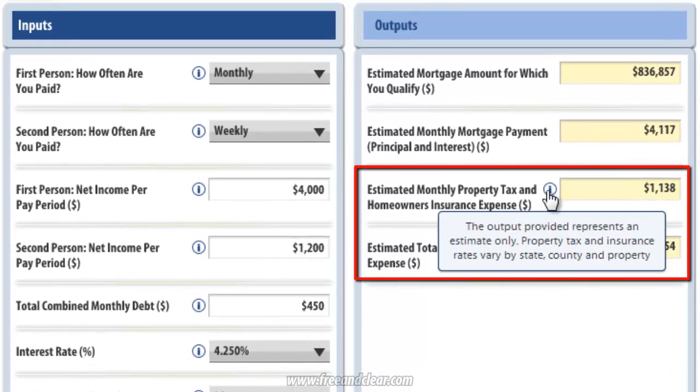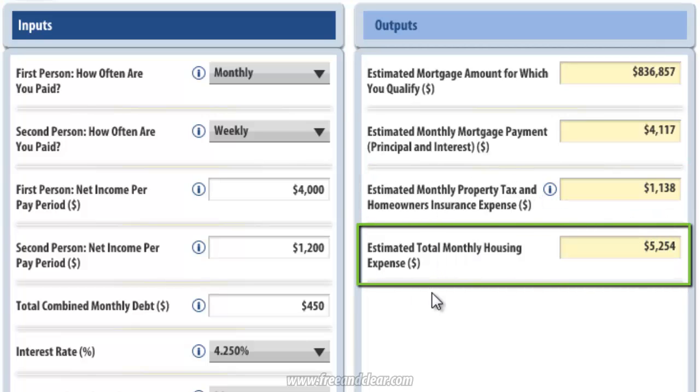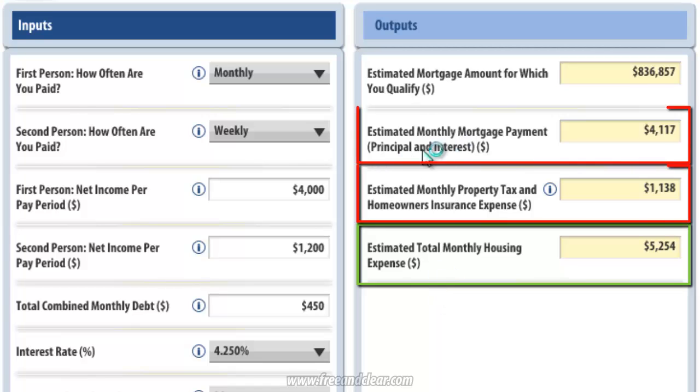The next output is the estimated monthly property tax and homeowners insurance expense. It's important to note that these figures vary by county and state, so check with your local service providers to understand the values for these figures in your area. And the final output is the estimated total monthly housing expense. That's the all-in cost of owning a home, including your monthly mortgage payment and the estimated property tax and insurance.